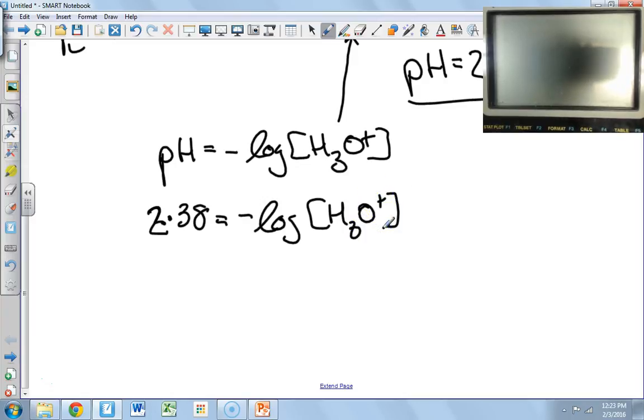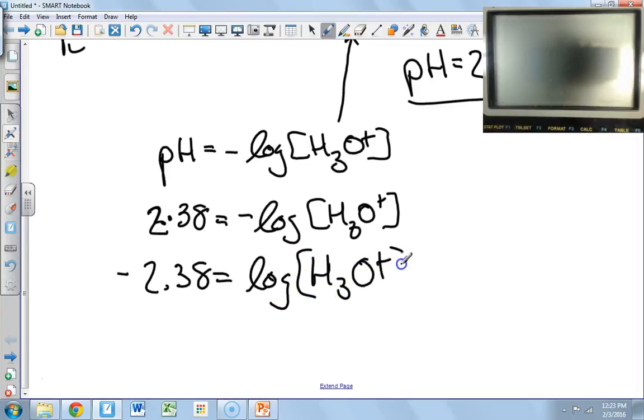So now we need to get rid of negative log. So the first thing that we can do is fairly straightforward mathematically. We're going to multiply both sides by a negative 1. So now negative 2.38 equals log of the concentration of H3O plus. And so now how do we get rid of this log?